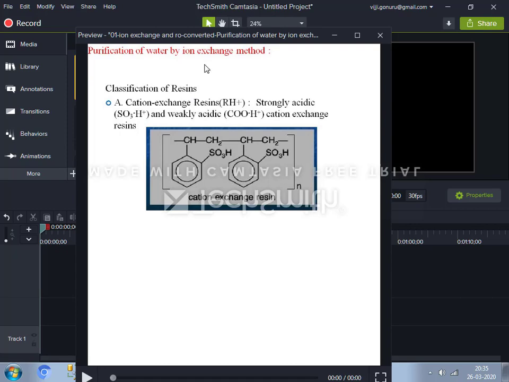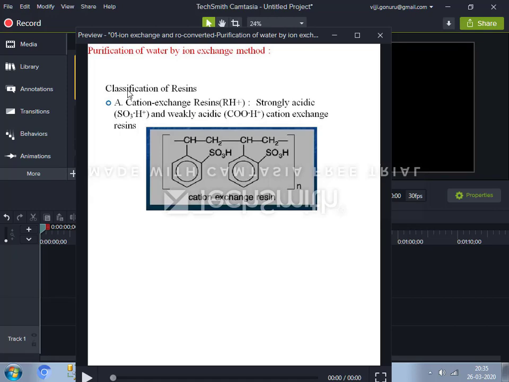Before that, ion exchange is one of the purification techniques. It removes all the cations and anions in the water sample. Cations in the water sample are Ca+2 and Mg+2, that means calcium ions and magnesium ions. Anions in the water sample are carbonates, bicarbonates, chlorides, sulfates and nitrates. Cation exchange resin removes cations in the water sample. Anion exchange resin removes anions in the water sample.